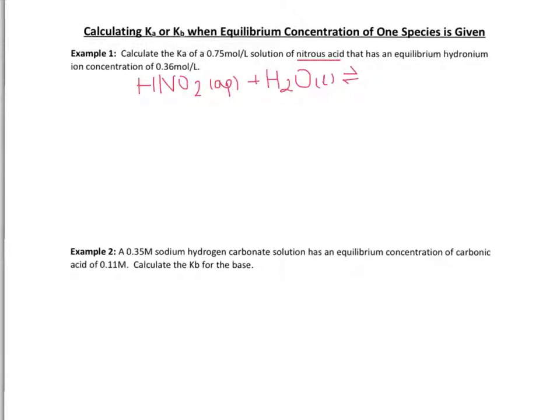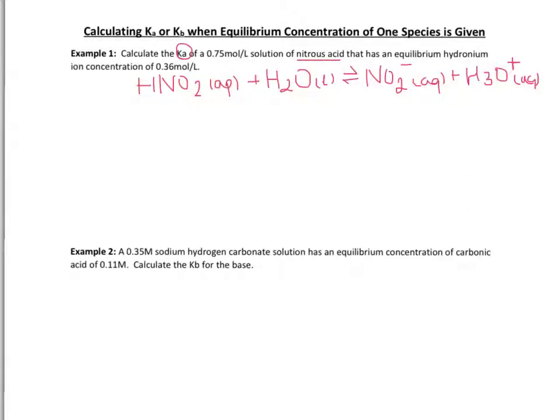Therefore, the products are going to be NO2 negative and H3O positive, or hydronium. Seeing as we made hydronium and not hydroxide, this further shows that we are talking about an acid, which is why we were asked to calculate the Ka and not the Kb.